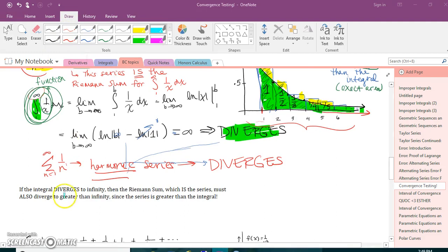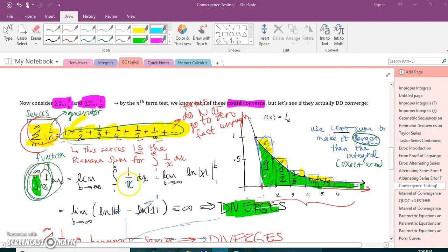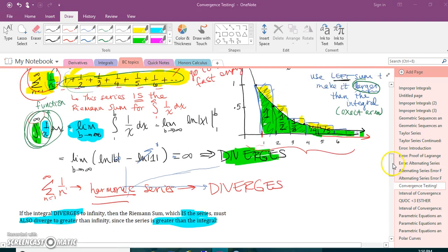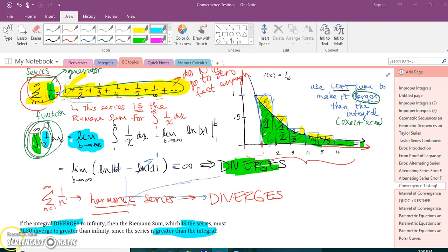If an integral diverges to infinity, just like this one did here, then the Riemann sum, which is the series, must also diverge to greater than infinity, since the series is greater than the integral. So basically, if you're going to do the integral test, you're going to take your generator and write it like a function. And then you're going to actually do out the improper integral. And if the improper integral diverges, then the series also diverges.